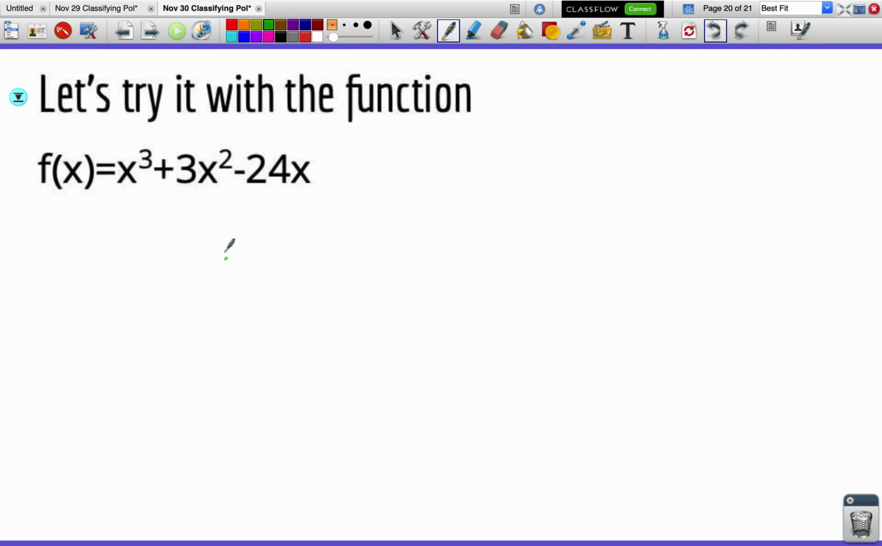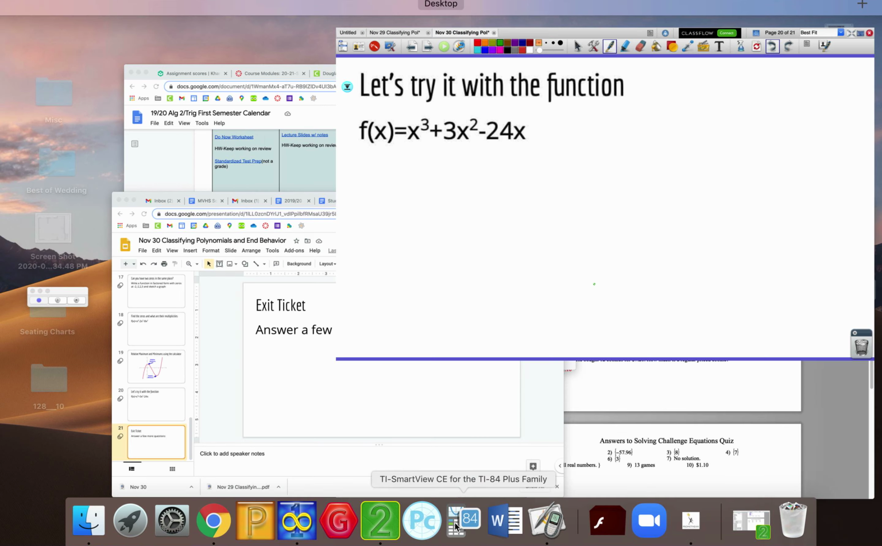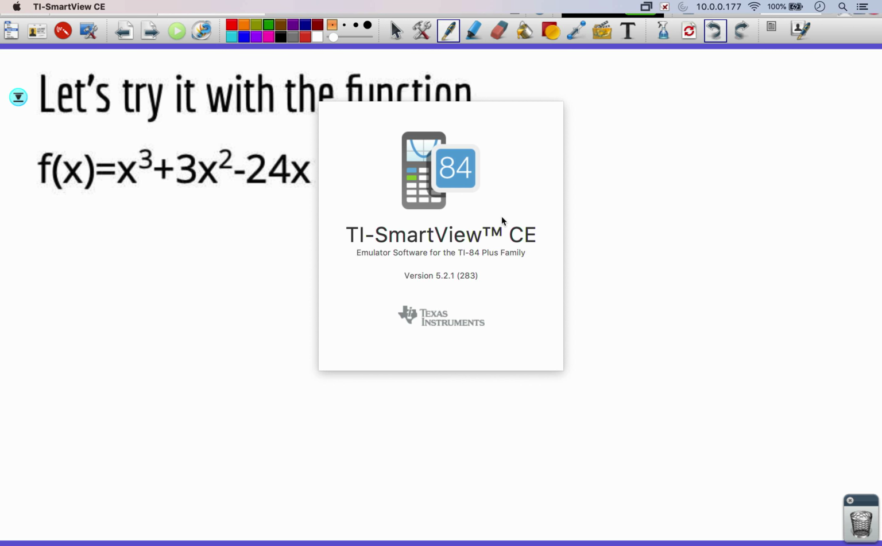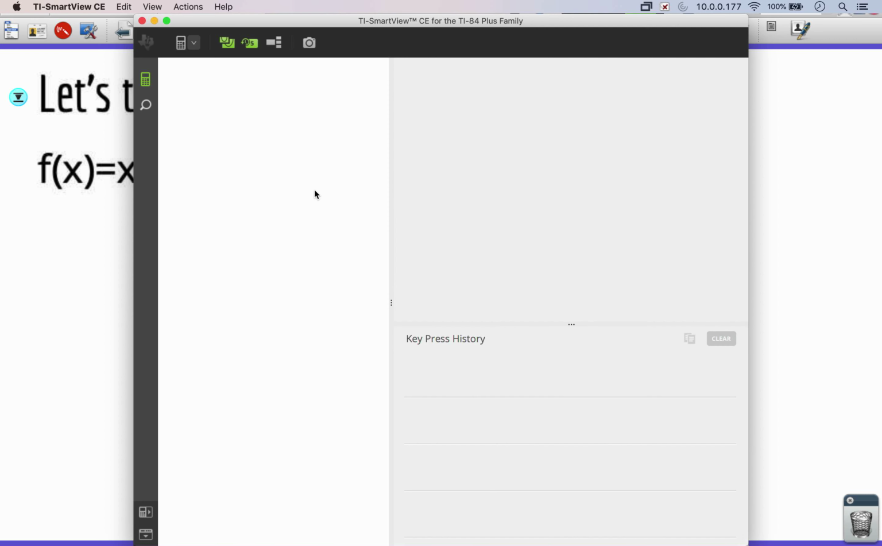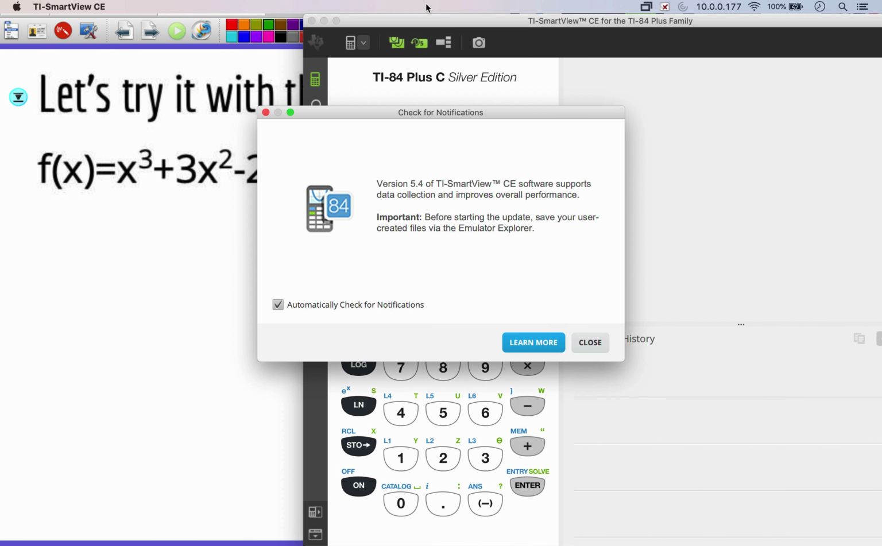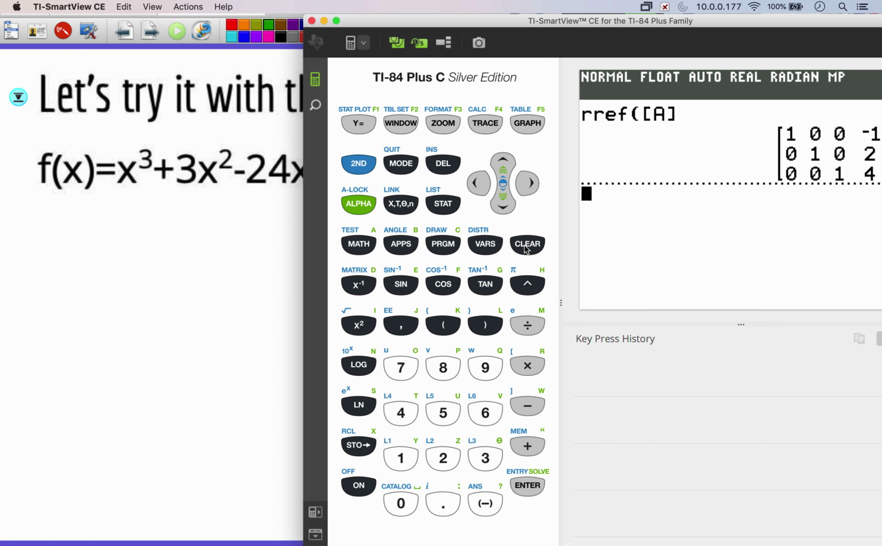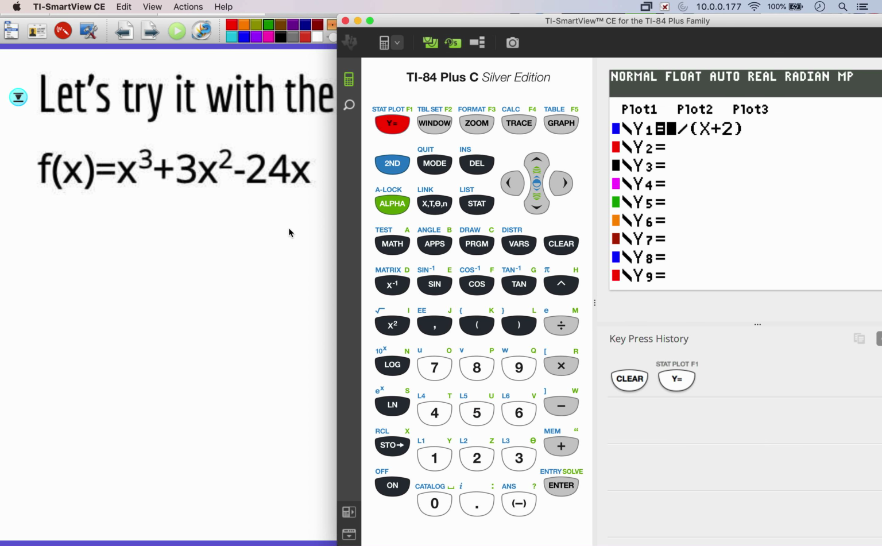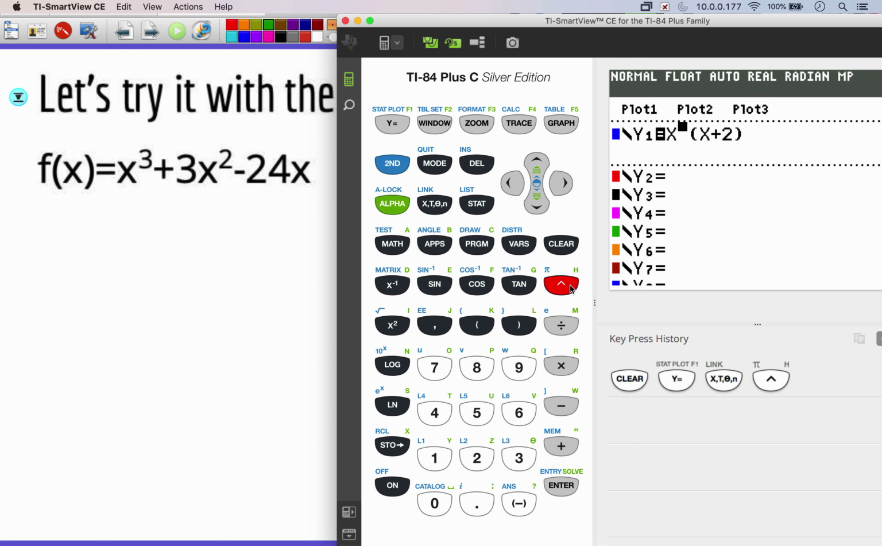All right, so we're going to do this with a calculator. We're going to try it with this function here. Got to get out my calculator. You should do so too. We're going to sketch this and then figure out where its relative minimums and maximums are. All right, so press y equals and enter in this expression here. X cubed.